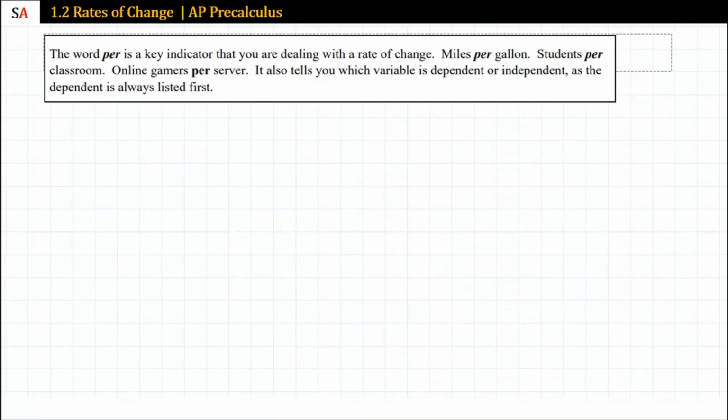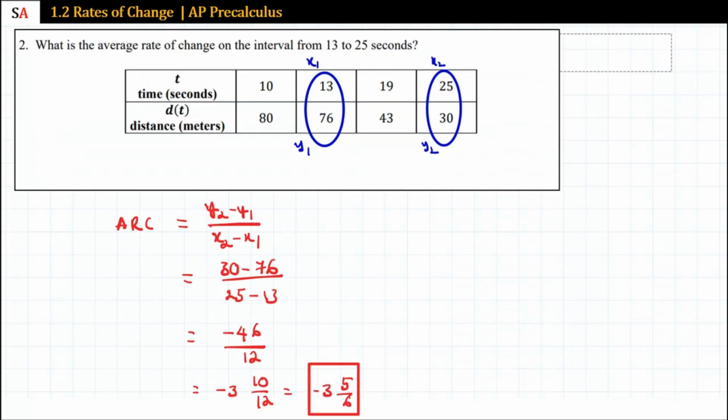Now let's move to the next one. So here you can see the word "per" in this problem. What is the average rate of change in the interval 13 to 25 seconds? Here the distance is measured in meters and time is measured in seconds. So the average rate of change is in meters per second. The units are meters per second, right?